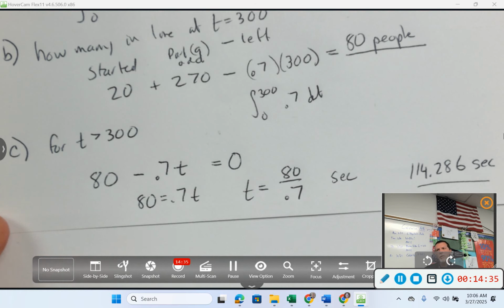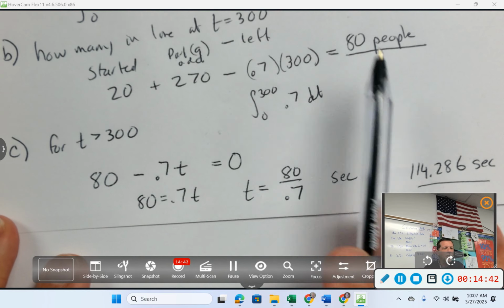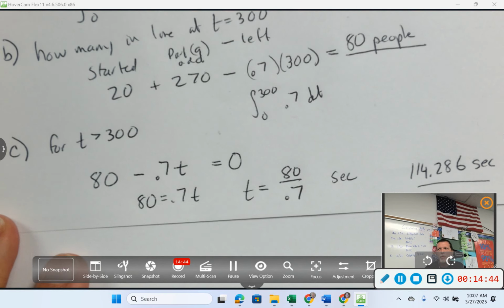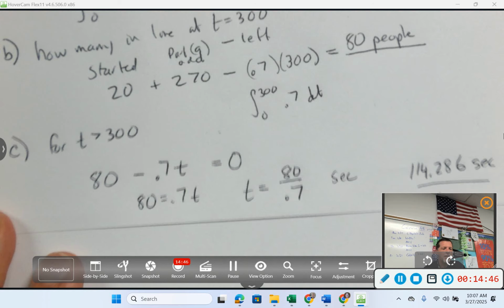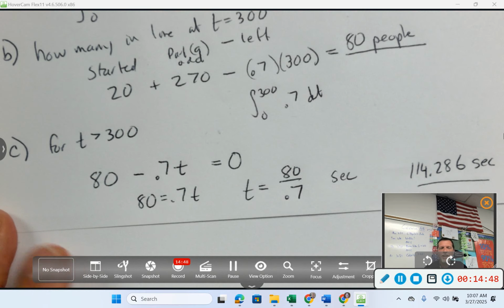So from 0 to 300, people are coming to the line and leaving the line. At 300, there's 80 people in line. Nobody else is coming. We're just feeding them through the metal detector. And after 114 seconds, the line's empty.